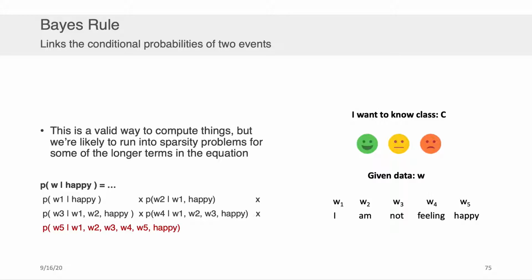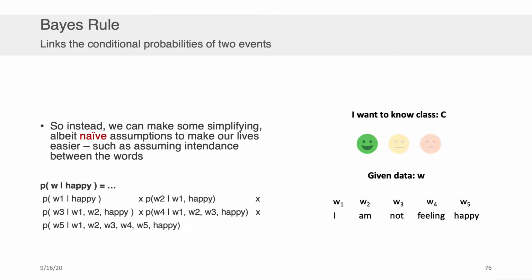Consider, for example, if you don't have a lot of data and you want to do this classification. Well, for each additional axis, or in this case, word that you're adding to your W vector, the space is growing exponentially, and therefore the sparsity of that space for a given amount of data is going to grow exponentially with it. So oftentimes, because of how unwieldy these very large conditional probability statements can get, people will make some simplifying, albeit naive, assumptions to make their lives easier.